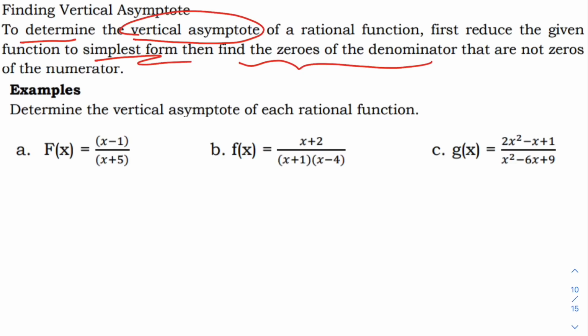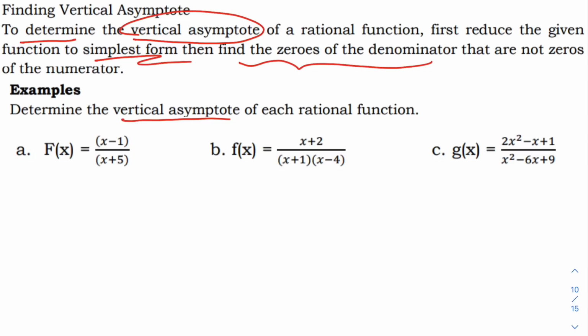Okay? So, let's try our examples. Determine the vertical asymptote of each rational function. Okay? So, letter A, we have f of x is equals to x minus 1 over x plus 5.